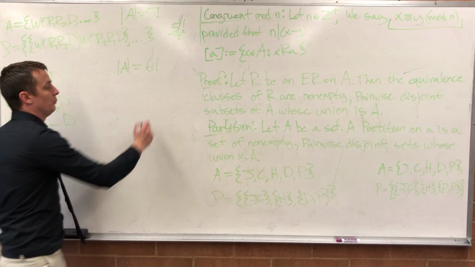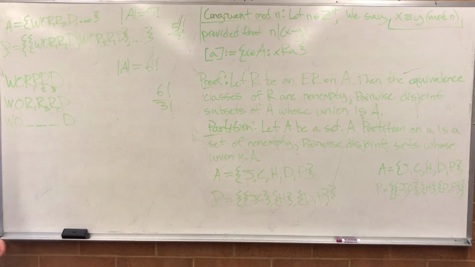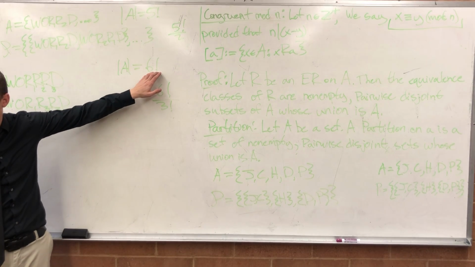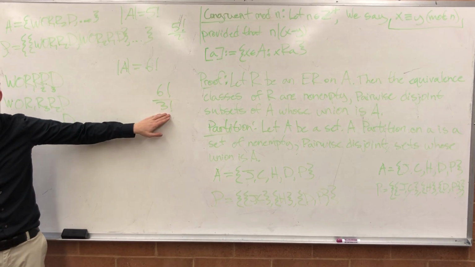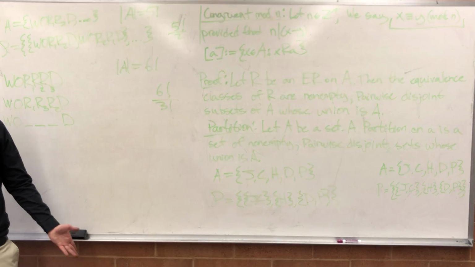So how many unique arrangements are there? 6 factorial divided by 3 factorial. If I have a group of 600 students, and I pair them off into groups of 6, how many groups do I have? 100. If we have 6 factorial words, and we pair them off into groups of 3 factorial, how many unique words do we have? 6 factorial over 3 factorial.